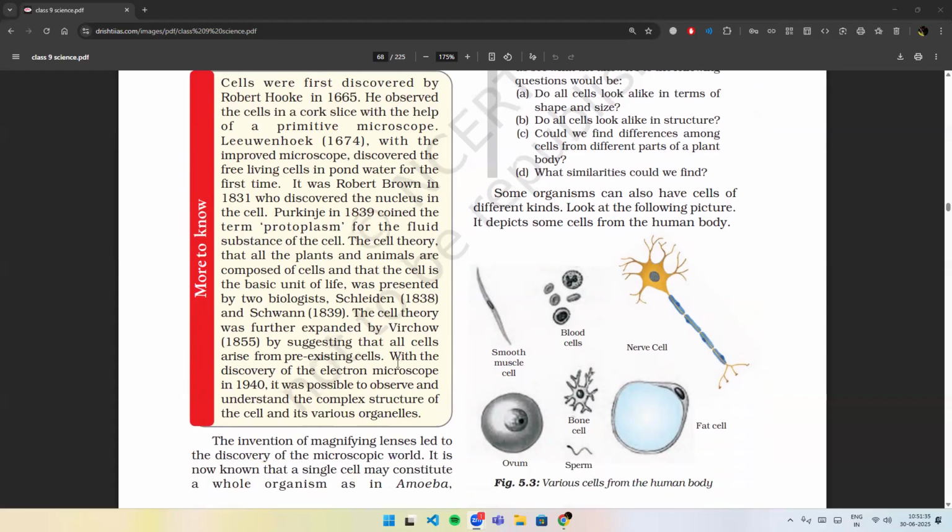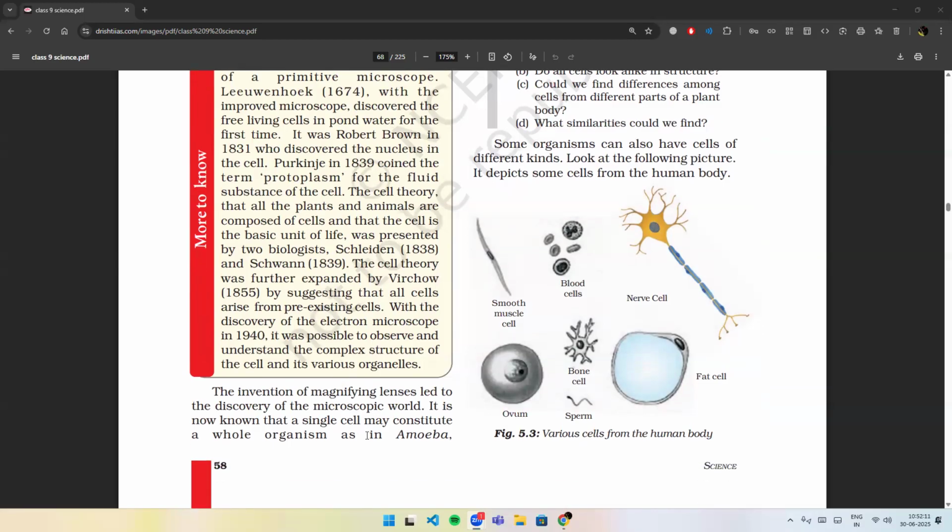The cell theory, that all plants and animals are composed of cells and the cell is the basic unit of life, was presented by two biologists, Schleiden and Schwann. The cell theory was further expanded by Virchow in 1855 by suggesting that all cells arise from pre-existing cells. With the discovery of the electron microscope in 1940, it was possible to observe and understand the complex structure of the cell and its various organelles. So, the invention of magnifying lenses led to the discovery of the microscopic world.